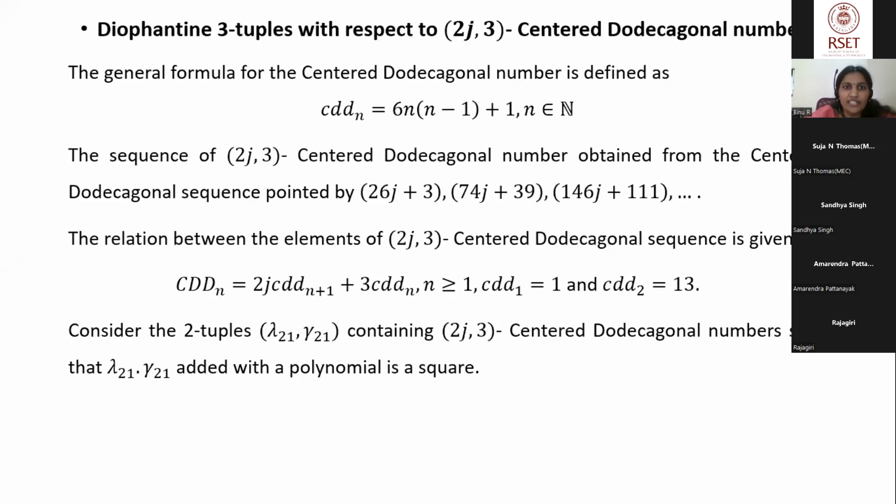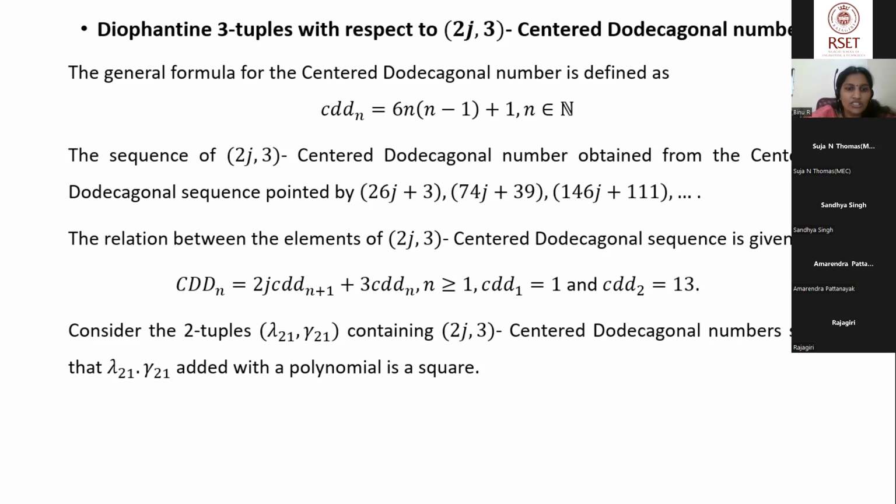Now the Diophantine 3-tuples using the centered decagonal numbers. So I have a general formula here. CDDN is equal to 6n into n minus 1 plus 1. I consider the sequence 26j plus 3, 74j plus 39, 146j plus 111. The relation is obtained by CDDN is equal to 2j CDDN minus 1 plus 3 CDDN, where n is greater than or equal to 1, given that CDD1 is equal to 1 and CDD2 is equal to 30.